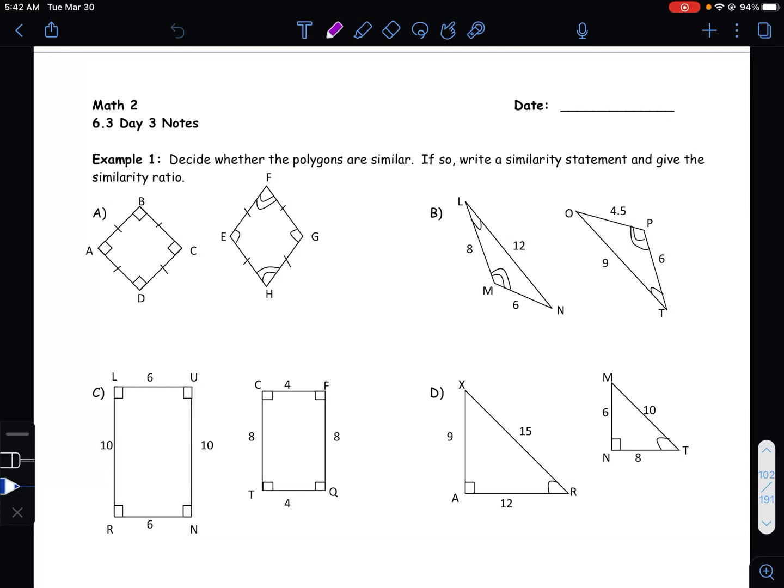Hello, Math 2 students. Today we're going to go over the 6.3 Day 3 notes in your packet. So for example 1, it says, decide whether the polygons are similar. If so, write a similarity statement and give the similarity ratio.